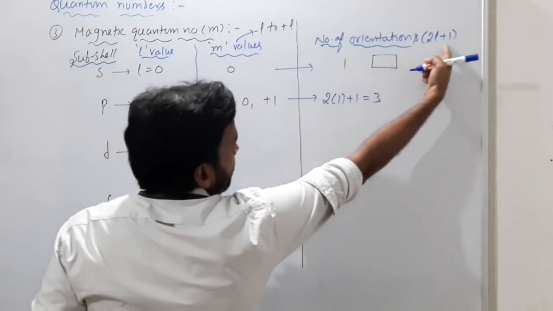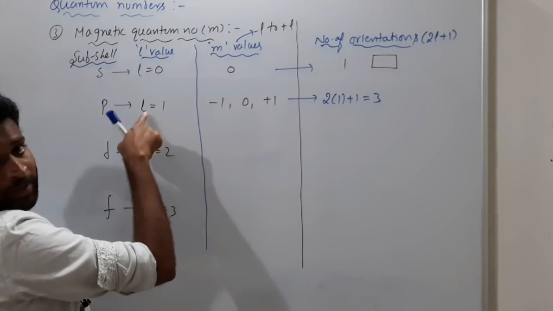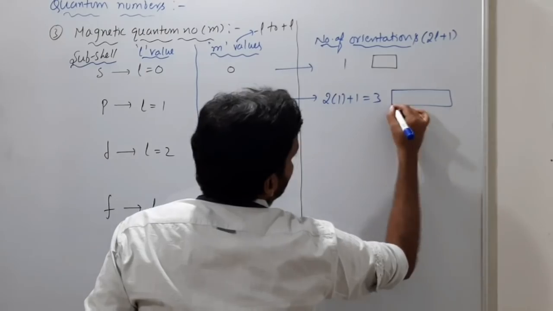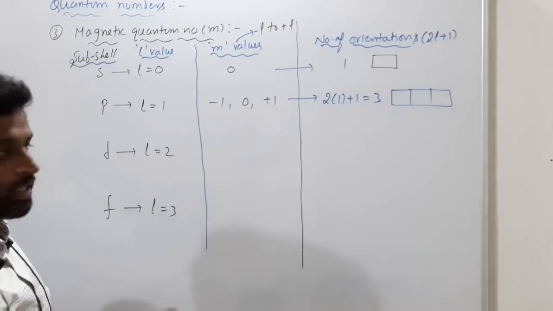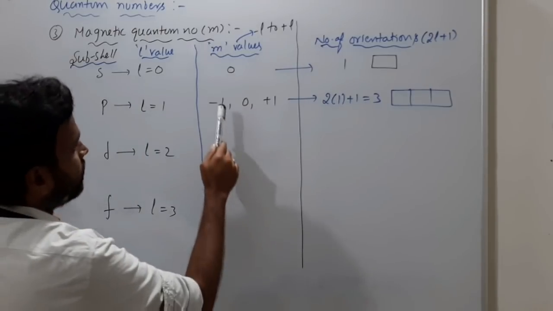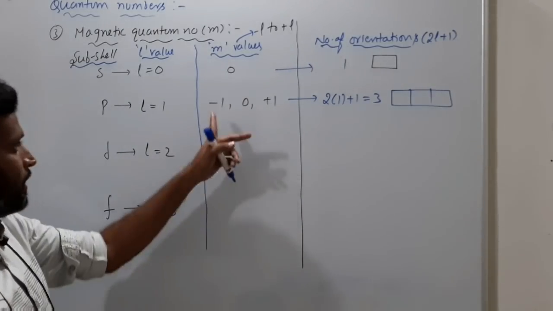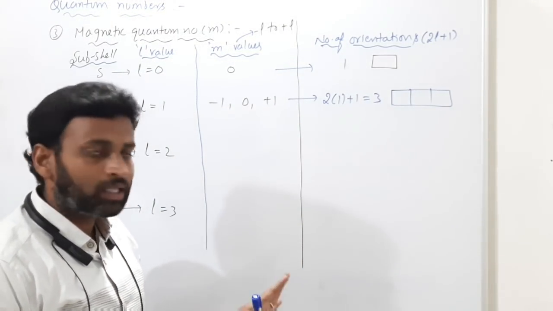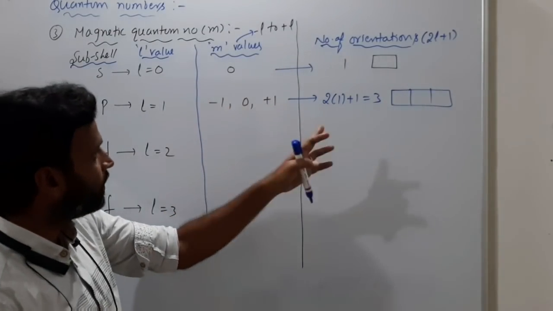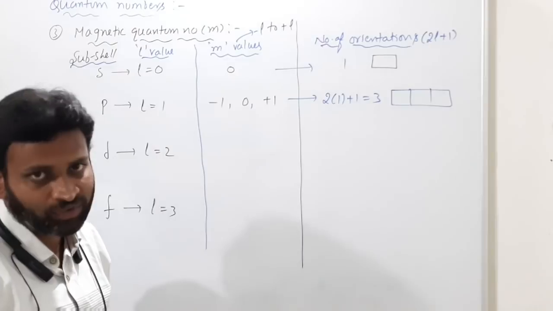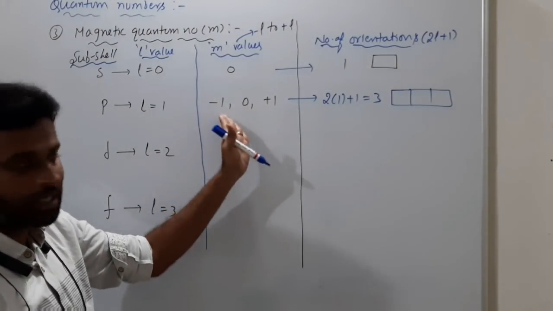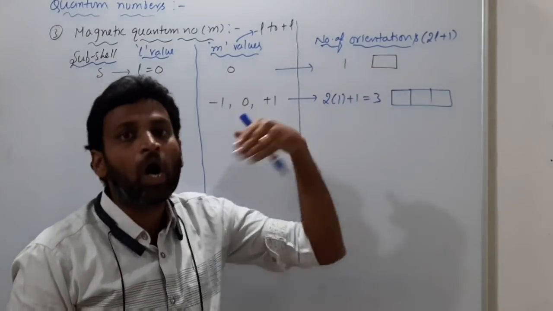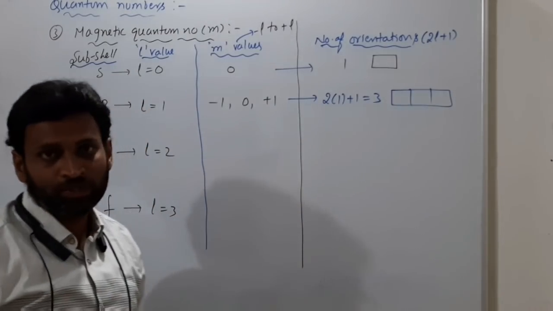So total orientations, how many? 2 into 1 plus 1, so 3 values, and we will use 3 boxes. Even without this formula you can say it by counting: minus 1, 0, plus 1, three values. What are the m values? Minus 1, 0, plus 1. How many m values? 3. And the number of orientations is also 3.